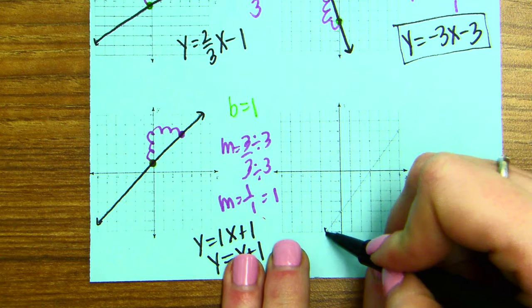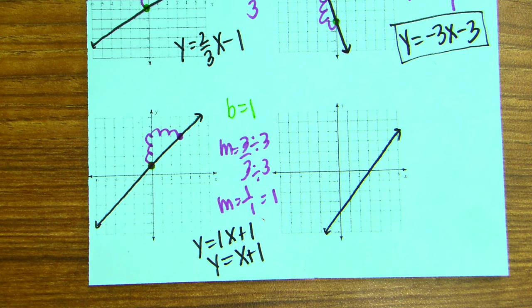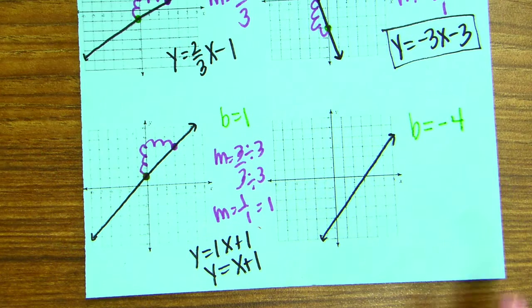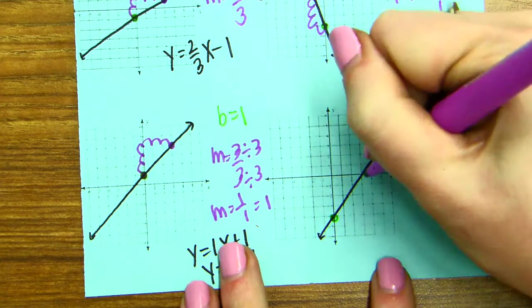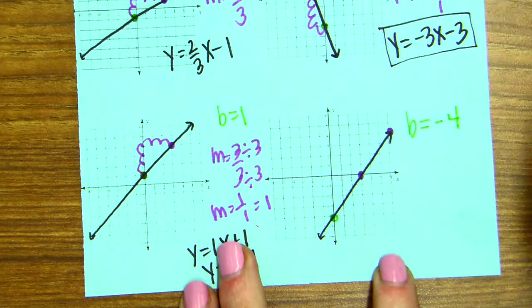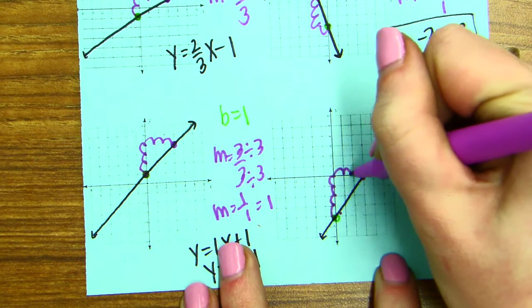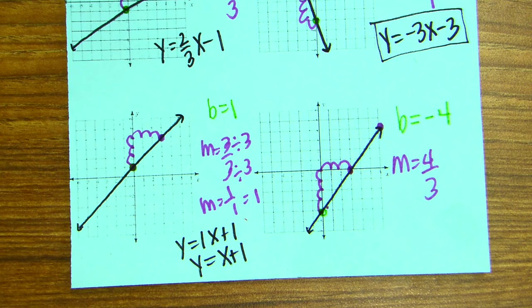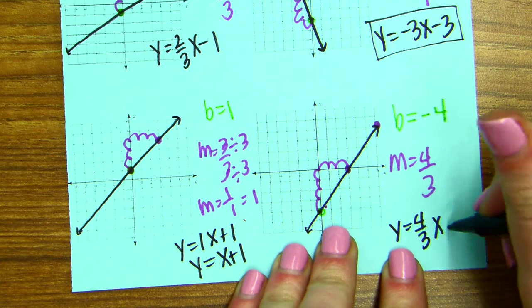And I have one more. I'm going to darken the line first. I start with b, my y-intercept. So I have b equals negative 4. Then I have to find my slope. I find any lattice points, any points that go through the corner of the graph paper. I'm going to use these two. It goes up 1, 2, 3, 4, to the right 3. I can't simplify that, so I'll just put it into my equation. My equation will be y equals 4/3 x minus 4.